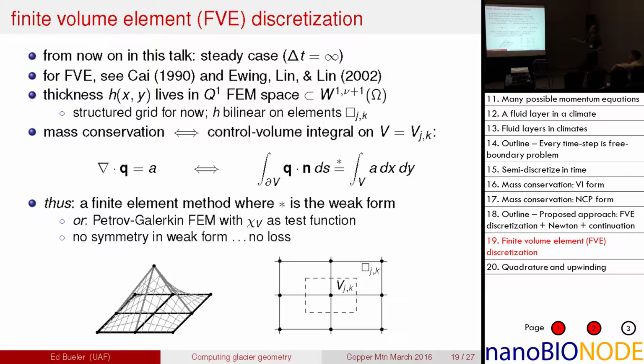So I have my thickness living in a finite element space, and there's my weak form. It's not multiplied by a test function and integrated. Of course it is multiplied by a test function and integrated if you wish it to be. That is to say, you can have a control volume, and you can use your sort of Petrov-Galerkin. You can have a characteristic function of your control volume as your test functions.